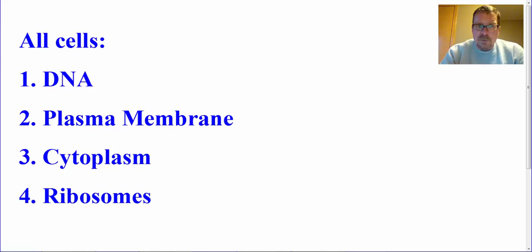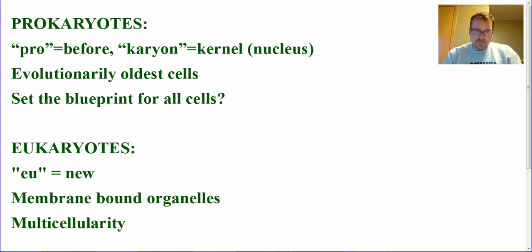Okay. And here's what we know. We'll talk about prokaryotes and eukaryotes in a minute, but here's the one thing that all cells have. They have some nuclear reproductive material, DNA. Some prokaryotes are RNA based, but they have some genetic material. They have a plasma membrane surrounding the cell. They have a cytoplasm inside the cell, and then they have ribosomes to make the proteins.